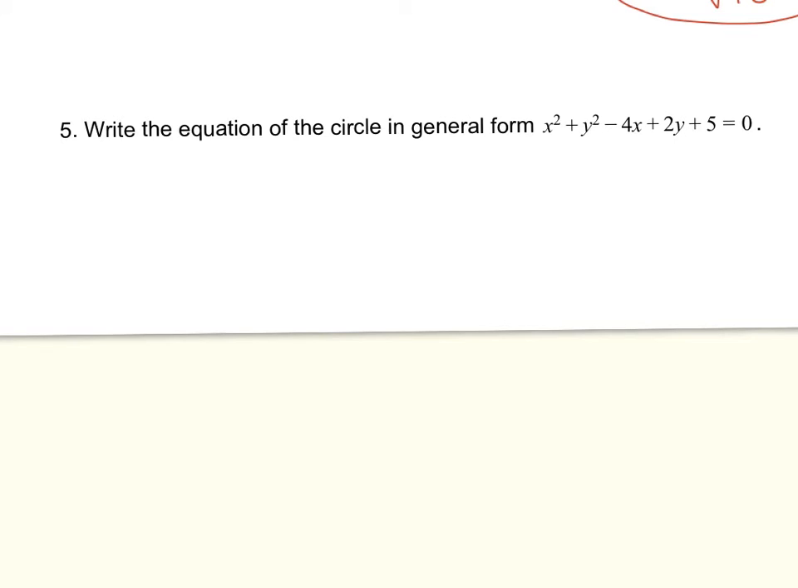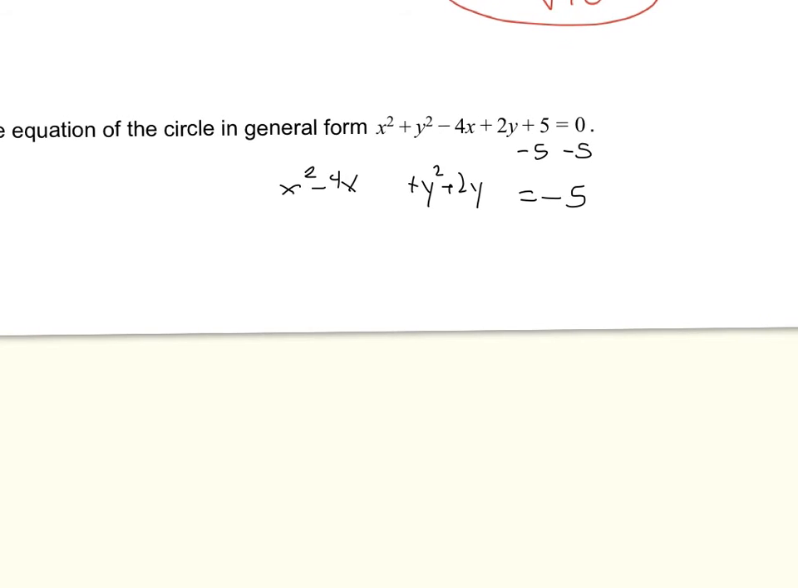So what I would do first is I would take the number and subtract it to the other side. So that will give me negative 5 on the right-hand side. And then on the left side, I'm going to put everything that has an x next to each other. So that's x squared minus 4x. And everything that has a y, I'm going to put next to each other. So y squared plus 2y. And we're going to use this idea of complete the square to put this in standard form.